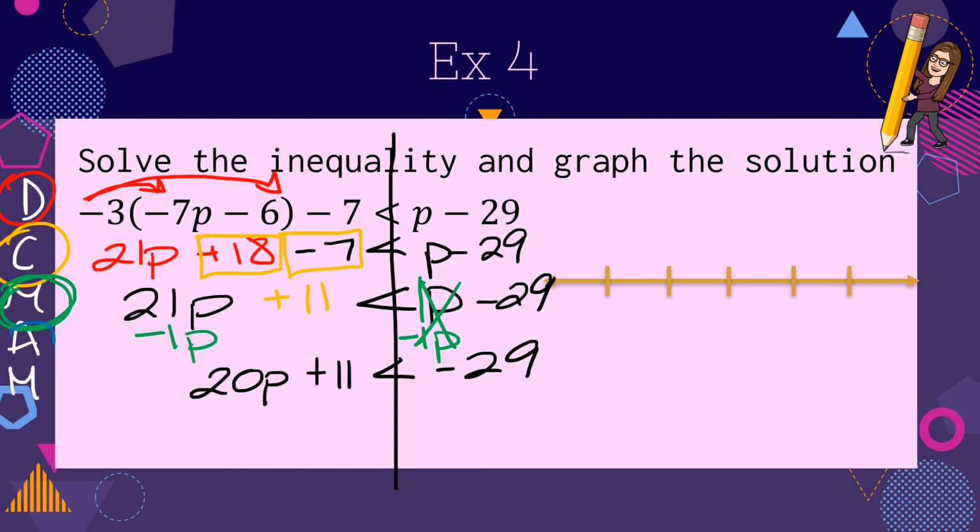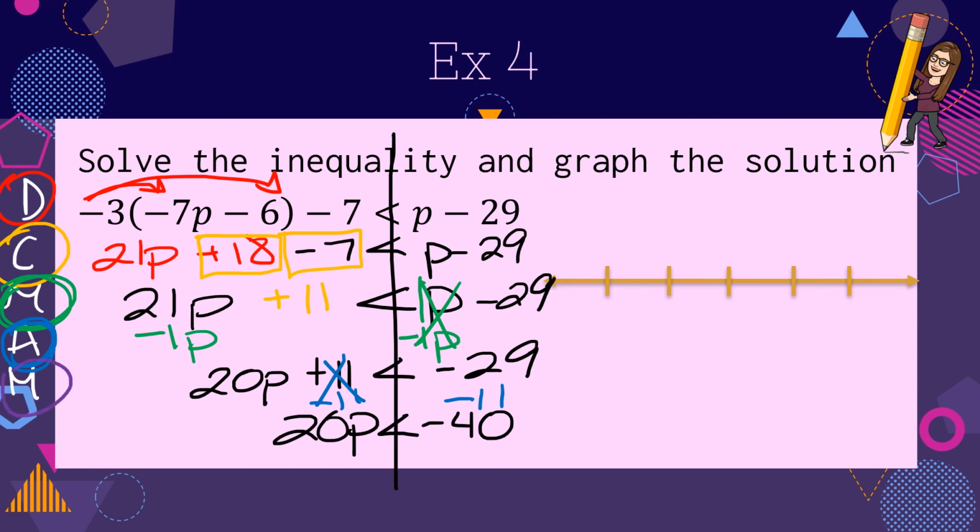Next step, undo any addition or subtraction. Should I move the 11 or the 29? I need to move the 11 because if I move the 29, it's empty. I don't want empty. So instead of positive 11, let's subtract 11. The opposites go away. The 20p falls down. Negative 29 subtract 11 is negative 40.